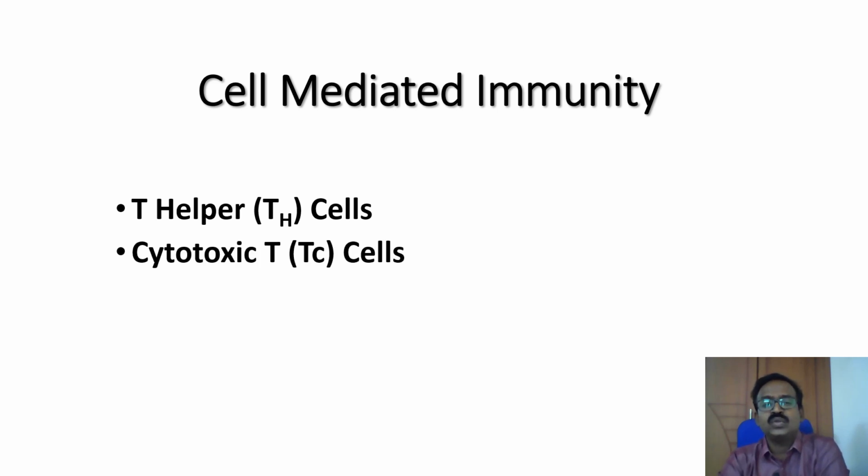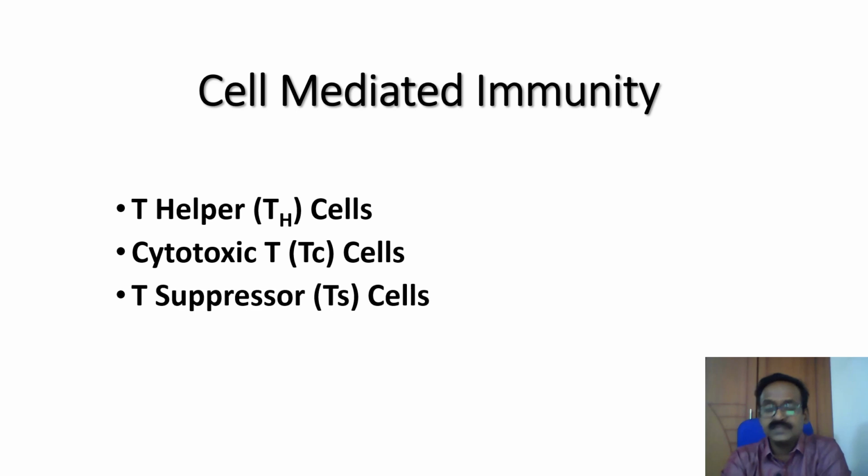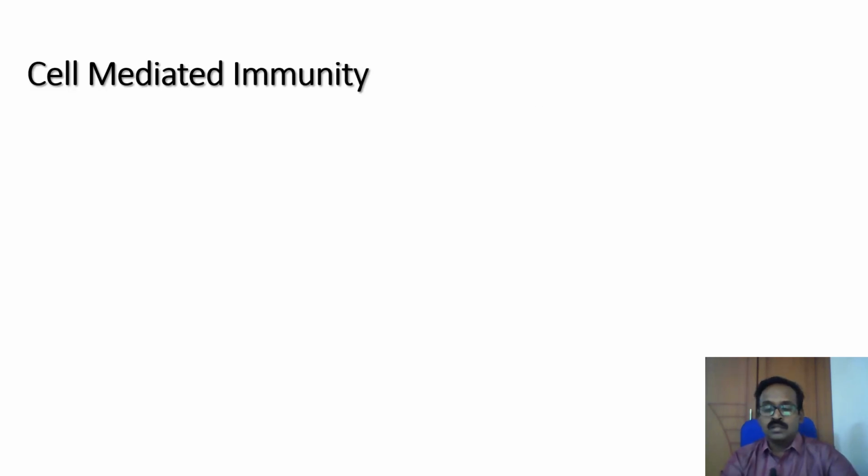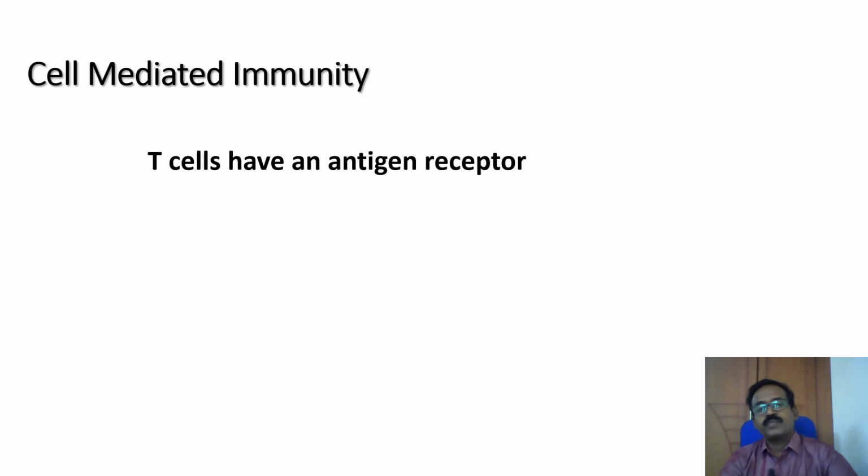In cell-mediated immunity, 4 types of T lymphocytes are involved. The first one is the helper T cell. The second is the cytotoxic T lymphocyte, then the suppressor T lymphocyte and the delayed hypersensitivity T lymphocyte. The T cell has an antigen receptor that recognizes and reacts to a specific antigen.